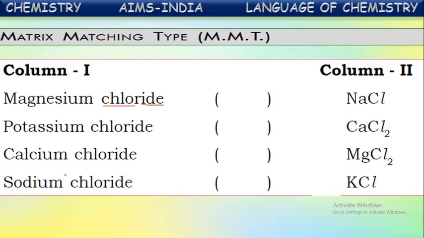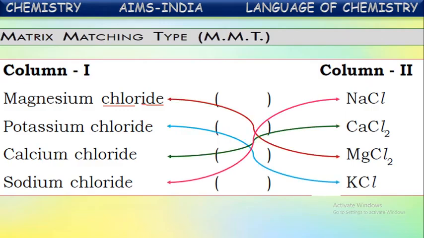Next one, potassium chloride. Where is it? Here. It is potassium chloride. Next, calcium chloride. Where is it? Here. Calcium chloride. Sodium chloride. Where is it? Yeah, here. So magnesium chloride formula is MgCl2. Potassium chloride formula is KCl, calcium chloride formula is CaCl2, and sodium chloride formula is NaCl. Okay, try to match them properly. Check it once here. Check the matching. Yes, it is.